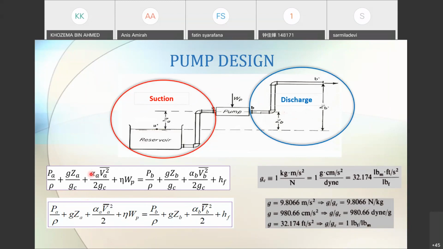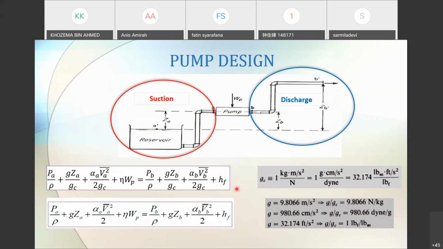Alpha is just a coefficient. VA is the velocity at point A. Eta is the efficiency term. WP is the work done by the pump. PB is the pressure at point B. Rho again is the density. ZB is the height of discharge. Alpha B is a coefficient again. VB is the velocity at point B, and HF is the total friction head.